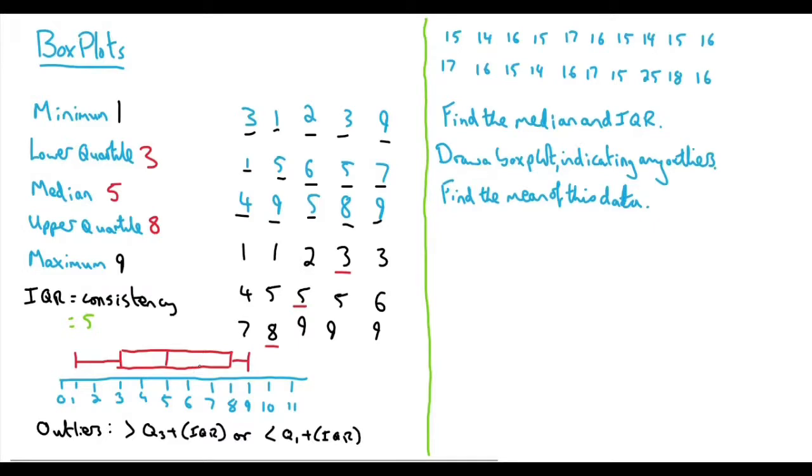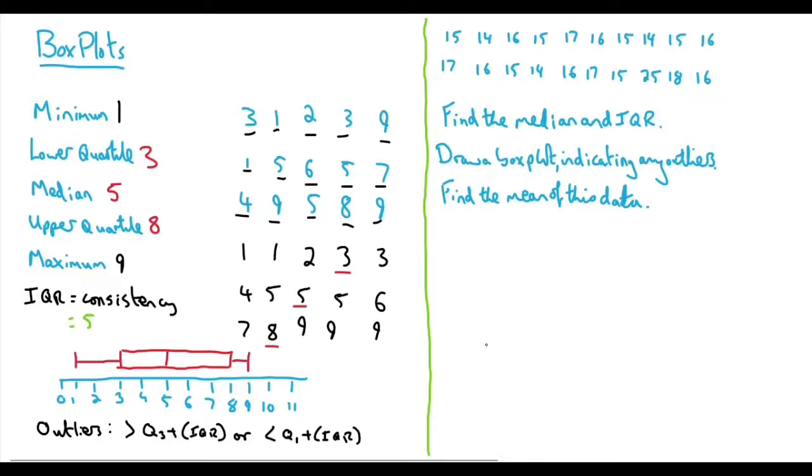If that's all fine, let's just see how you get along with an example of your own. So, you have these 20 numbers here. And we're to find the median and the interquartile range, then draw a box plot indicating any outliers, and then finally find the mean of this data.